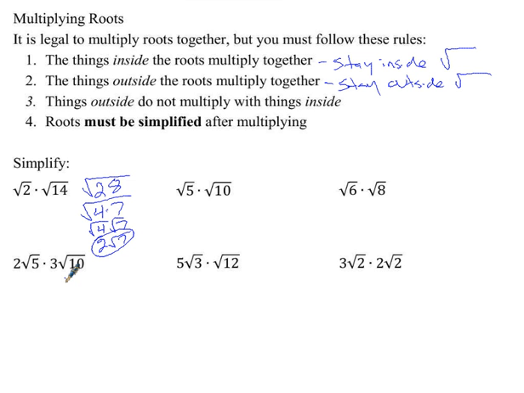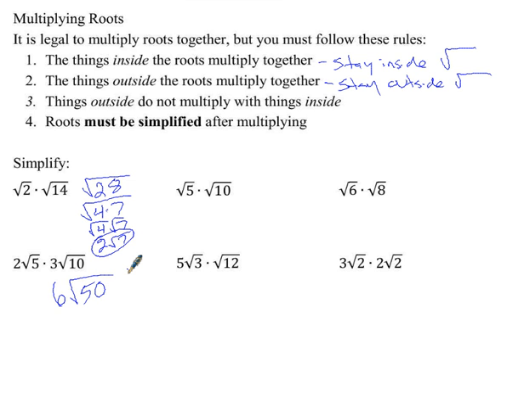The things that are outside multiply together. So I have a 2 outside times a 3 outside, which turns into 6. And now I have the square root of the things inside multiply together. This turns into 50. So now I have 6 root 50. What do I need to do next? Yeah, see if this square root thing simplifies.